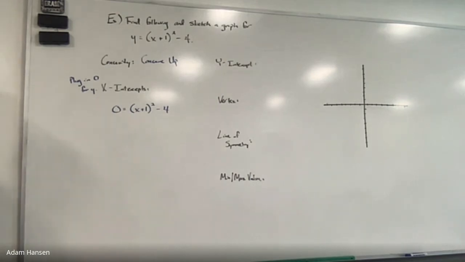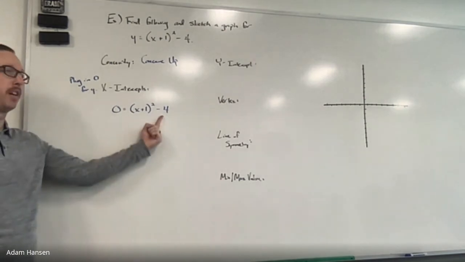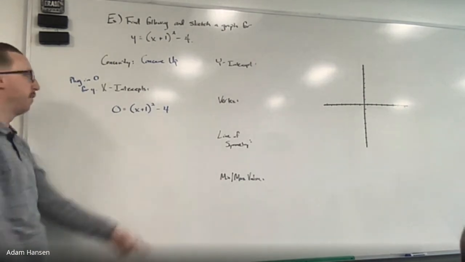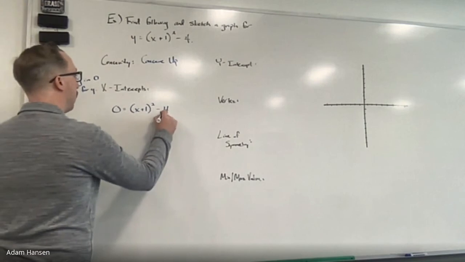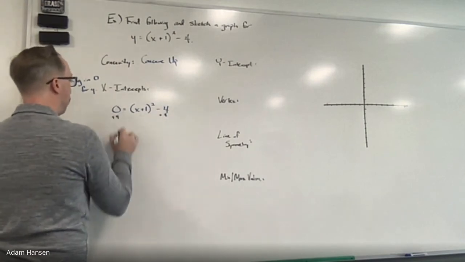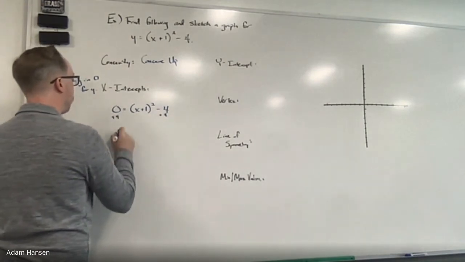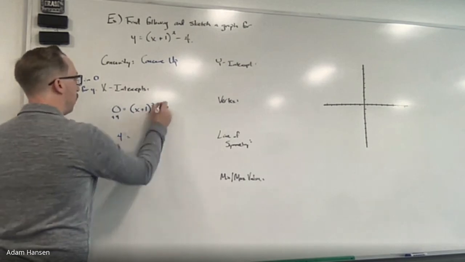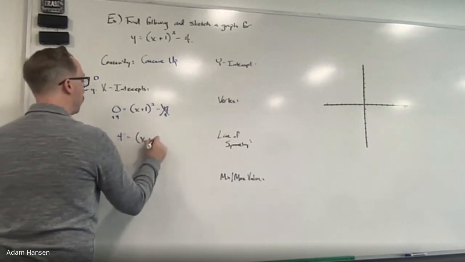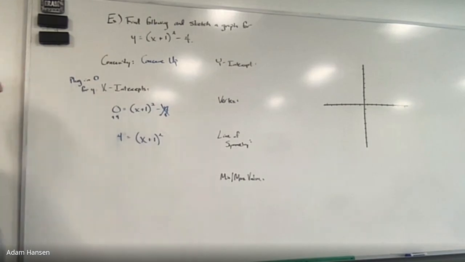Start moving some stuff to the other side of the equation. How do I get rid of subtracting 4? Let's start with that first. Add 4 to each side. Put a plus 4 on the right and the left. 0 plus 4 is 4 to bring down. And I'll have (x plus 1) squared here on the right.